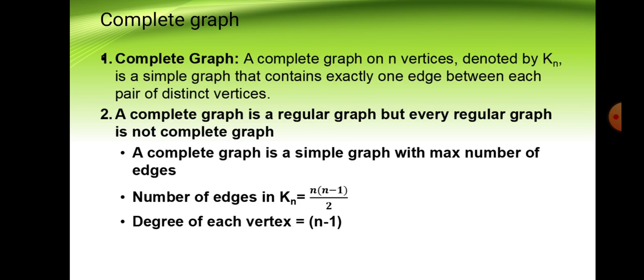Complete graph. A complete graph on n vertices, denoted by Kn, is a simple graph that contains exactly one edge between each pair of distinct vertices. A complete graph is a regular graph, but every regular graph is not a complete graph. A complete graph is a simple graph with the maximum number of edges. The number of edges in Kn equals n(n-1)/2. The degree of each vertex is equal to n-1.